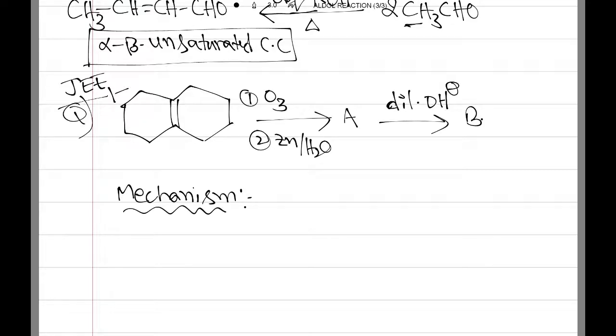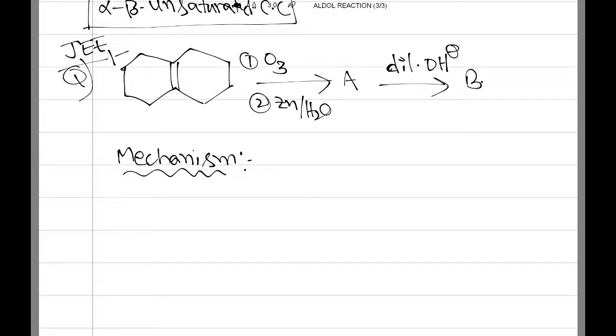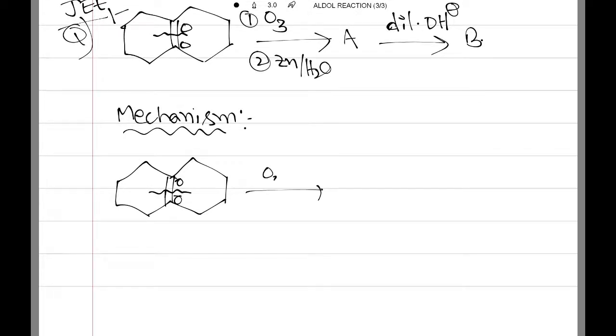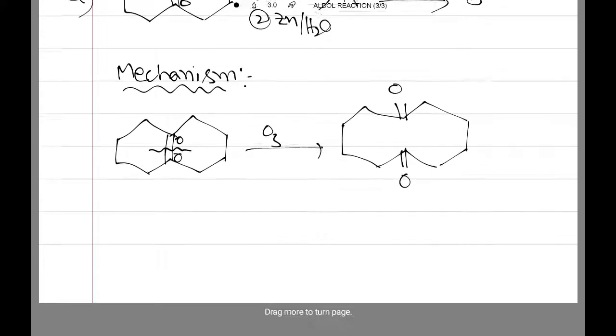So what is the mechanism of this reaction? As usual, first on ozonolysis, on cleaving we can get O here, and here also we can get O. I am rewriting this reactant again here. On ozonolysis we get O and O here. Look at this product carefully. This is our A product, having a double bond O here and a double bond O here.